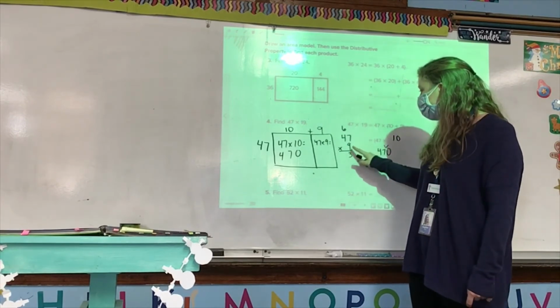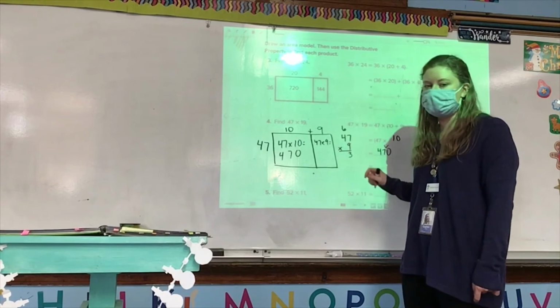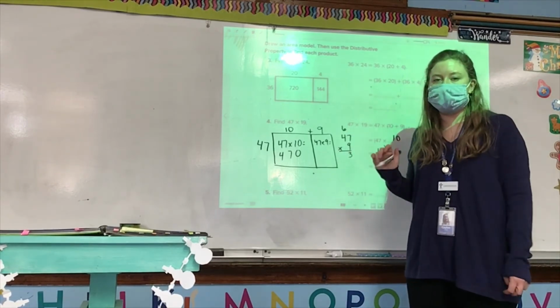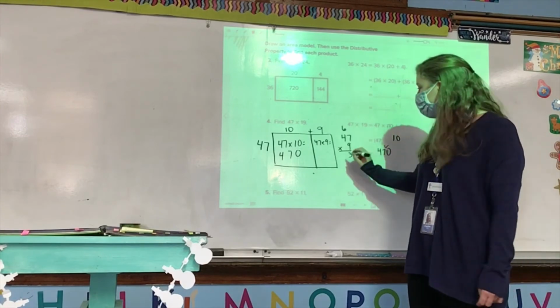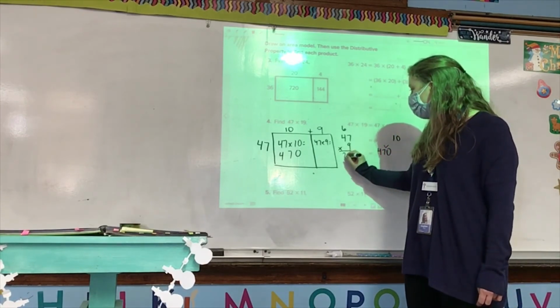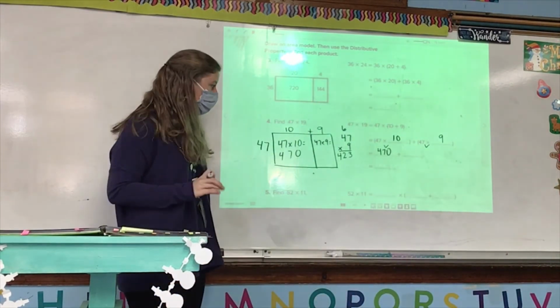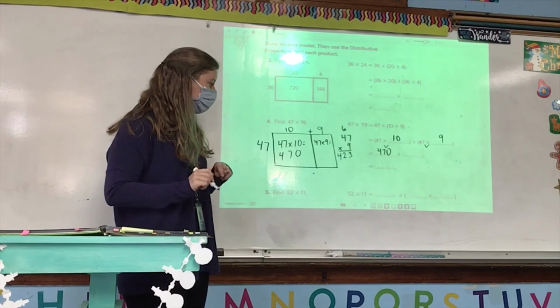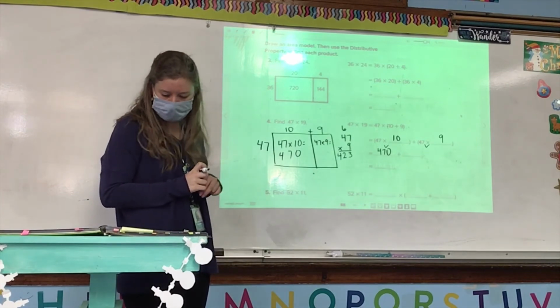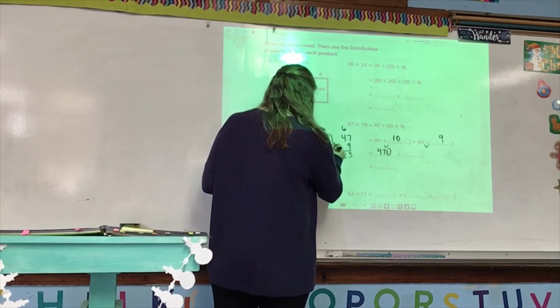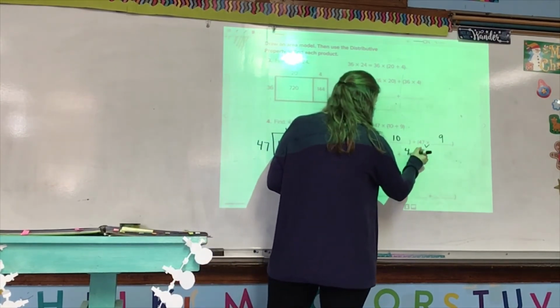Now we multiply the 10. Zari, 9 times 4 is what? 36. Then we add the regroup number. 36 plus 6 is? 42. So that means 47 times 9 is what, Zari? 423.